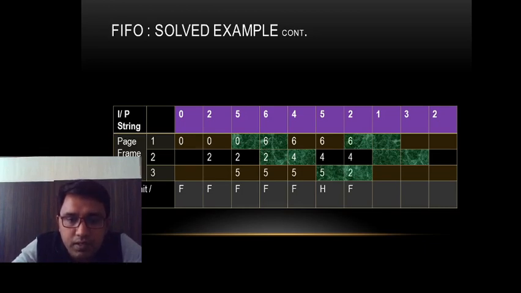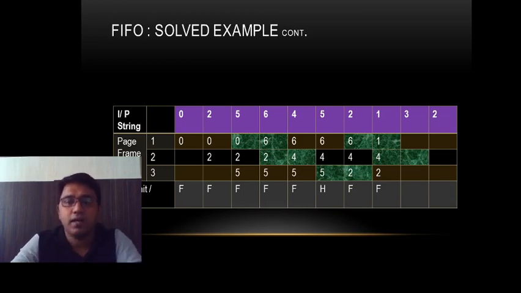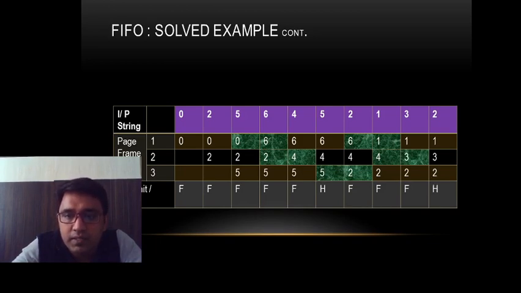Then again a 2 comes. Now the most aged page present inside the page frame is 5, so it has been replaced by 2 and it is a fault. Likewise, when the 1 has been asked, 6 has been replaced by 1, the rest have been retained and it is a fault. This continues, 4 replaced by 3. Then at the last we get a 2 which has been asked and is present inside the main memory, so we get the hit.